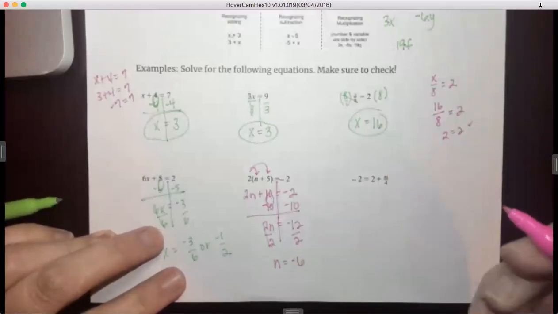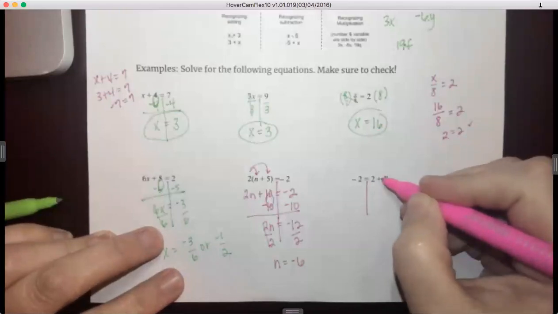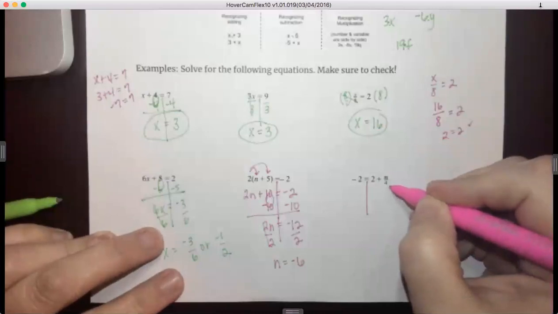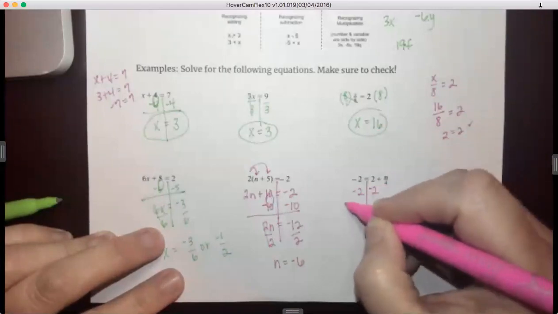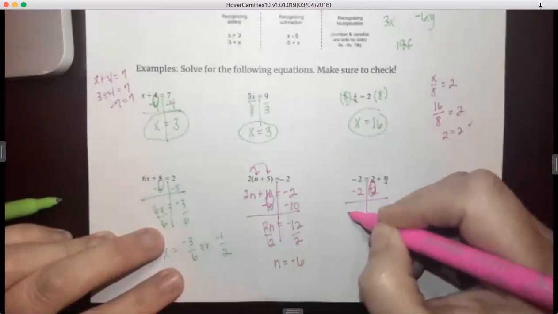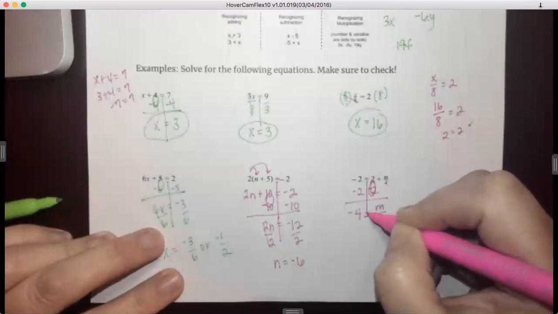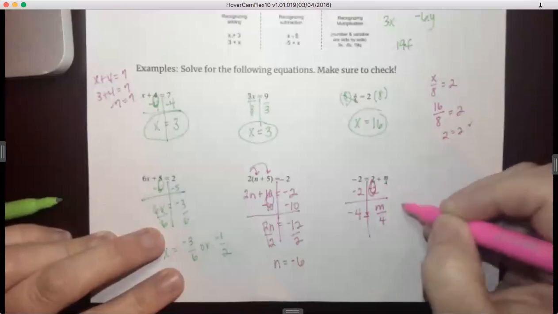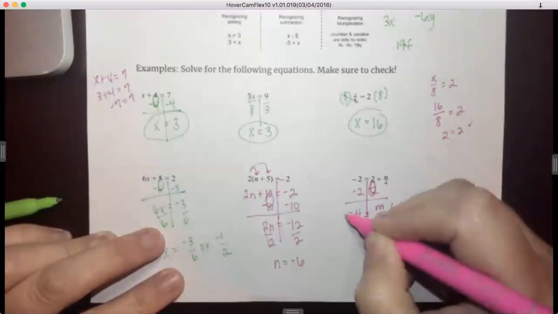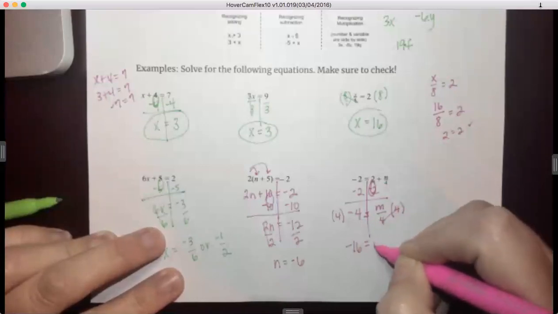Okay, one last one. So I've got 2 plus m divided by 4. I see that this 2 is positive, so I can move it over by subtracting it. It goes to 0. This goes to negative 4 equals m divided by 4. Now m is divided by 4, so the opposite of division would be multiplication. So I'm going to multiply by 4 on both sides, and I get negative 16 equals m.